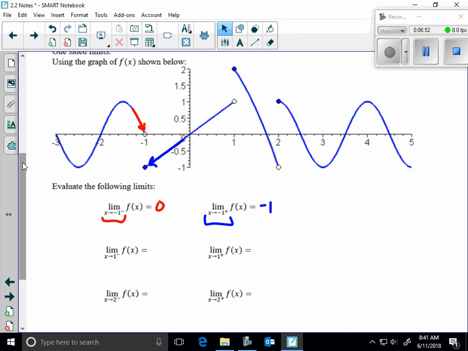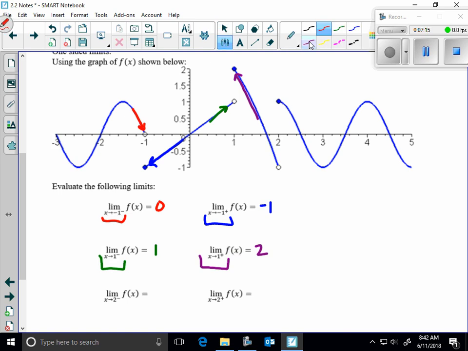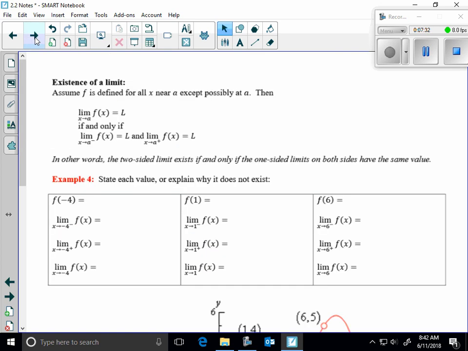Okay, what if I approach 1 from the left? Well, if I approach x equals 1 from the left, my y value is approaching 1. What if I approach 1 from the right? It looks like my y value approaches 2. And so on. If I approach 2 from the left, it looks like I'm approaching -1. And if I approach 2 from the right, it looks like I approach +1 for my y value. Just some basics of one-sided limits. Let's keep moving.